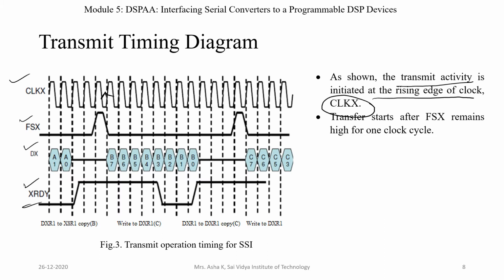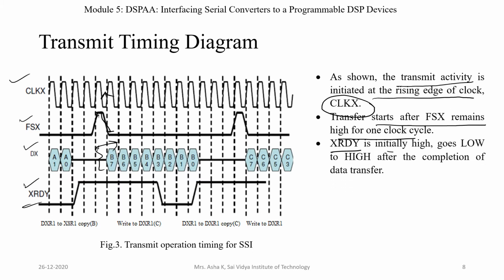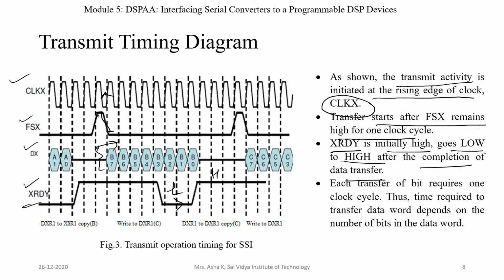And the transfer starts after FSX remains high for one cycle. Whenever FSX is high for one cycle, afterwards the transmission of the bits will start. And transmit ready is initially high, goes low, then goes high after completion of the data transfer. So once the data is completed, it moves from a lower state to a higher state. Each transfer of bits requires one clock cycle here. Thus, the time required to transfer the data word depends on the number of bits in the data word.